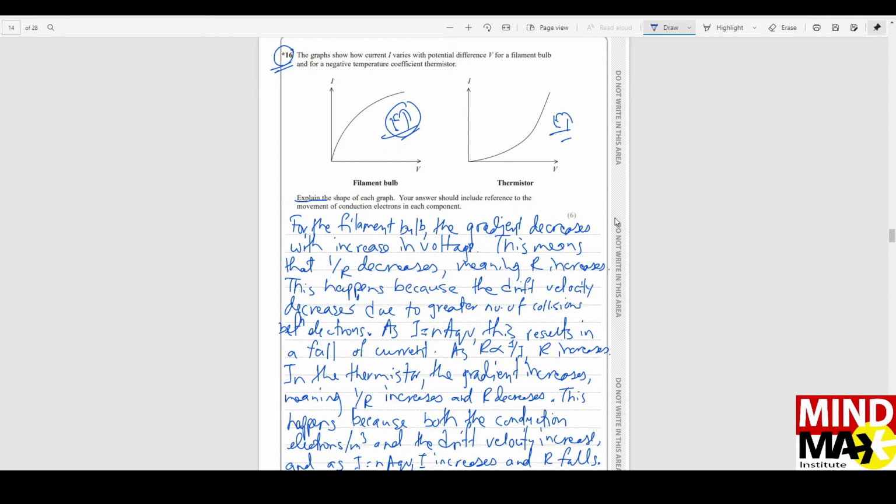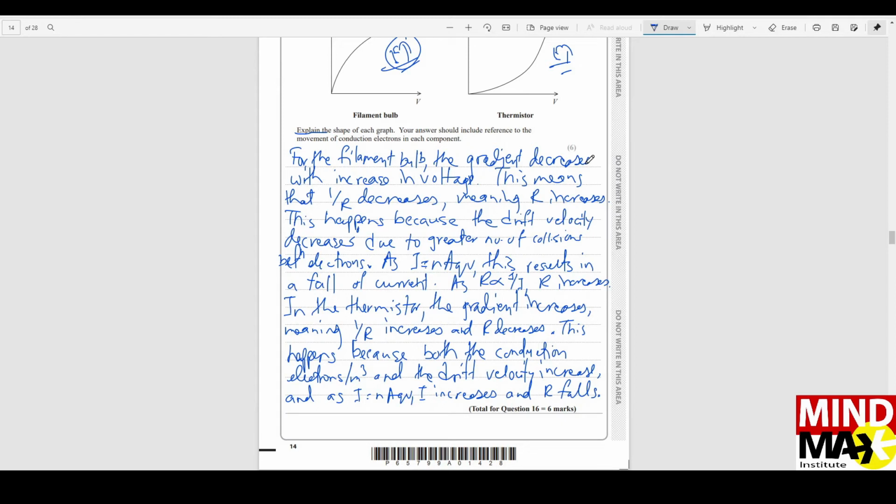So if they free up more electrons, not only will they free up more electrons, but they will also move faster. So both the drift velocity and the number of conduction electrons per volume increase. Since I is equal to nAqv, because both n and v increase, that's why I also increases. And because I increases, R falls.